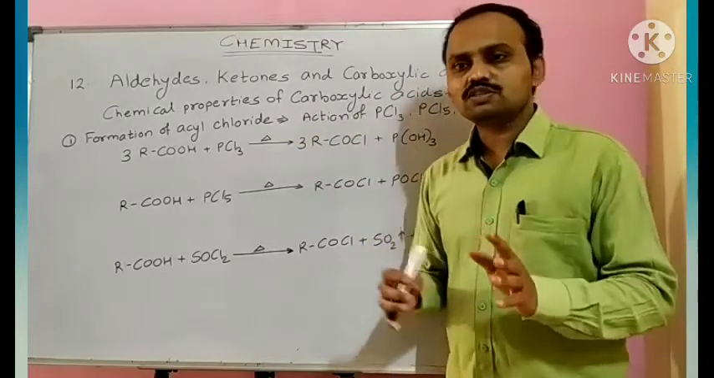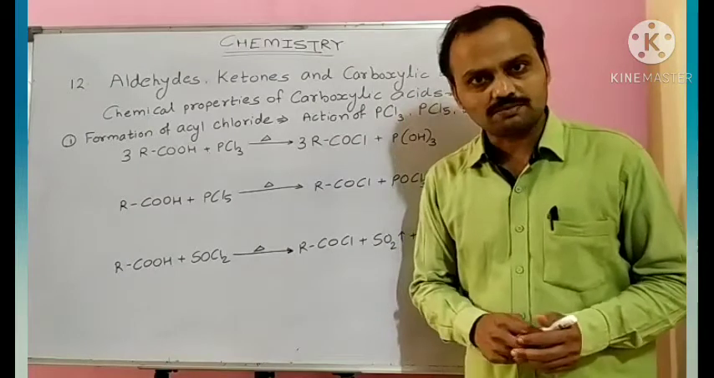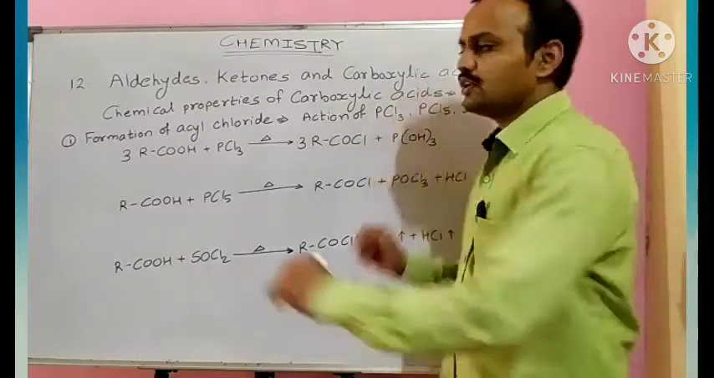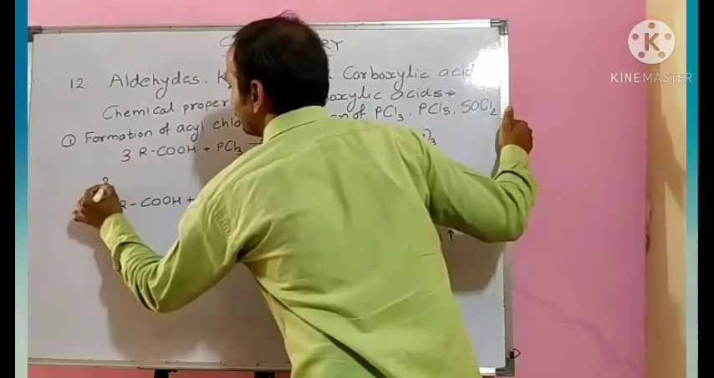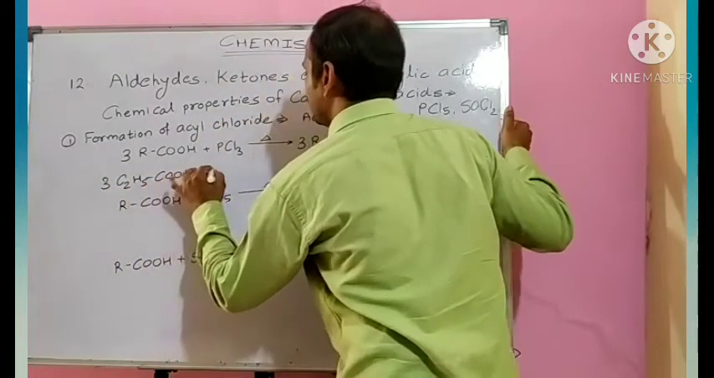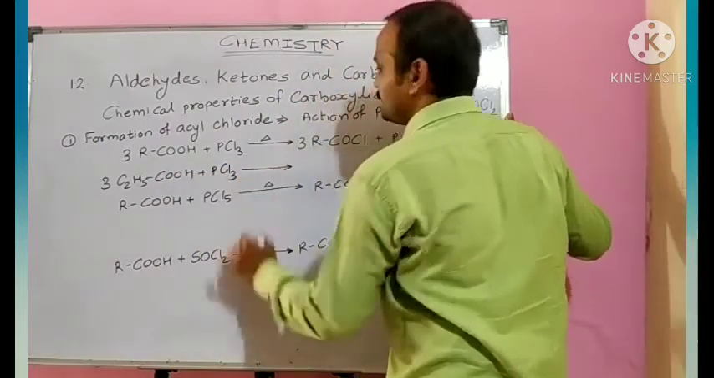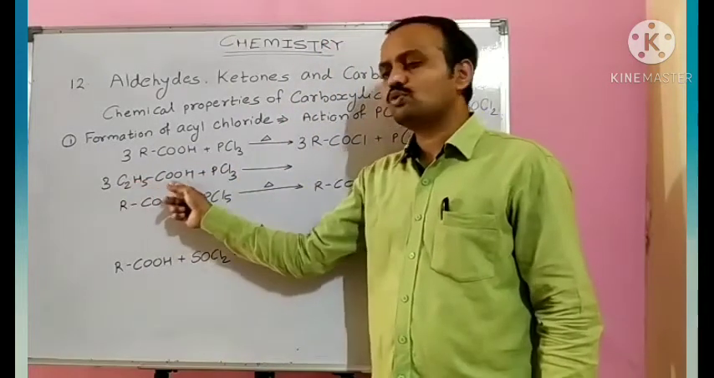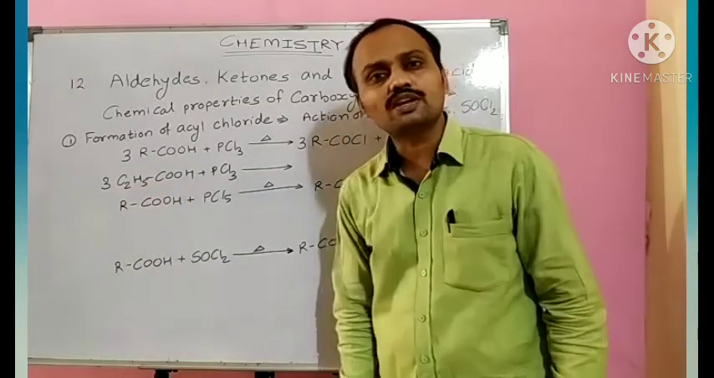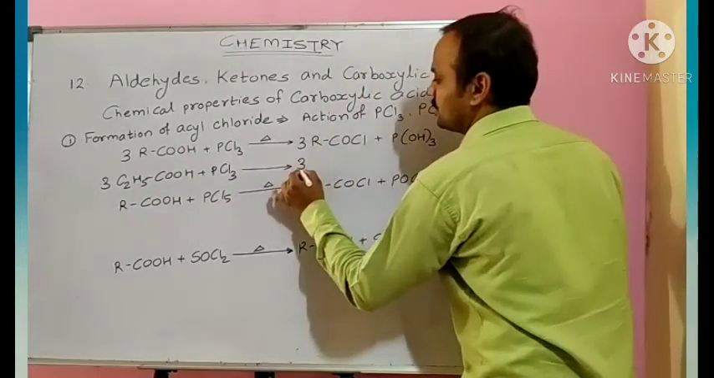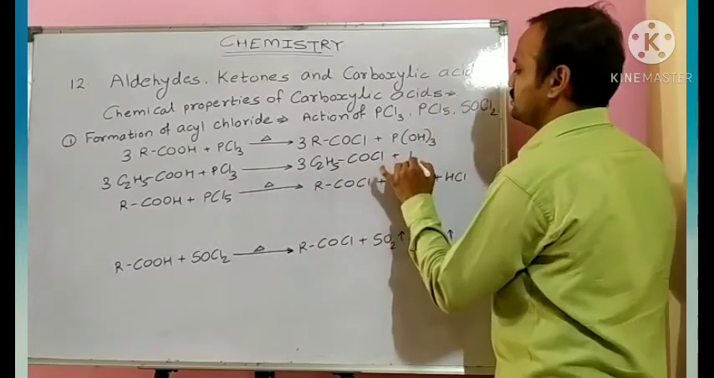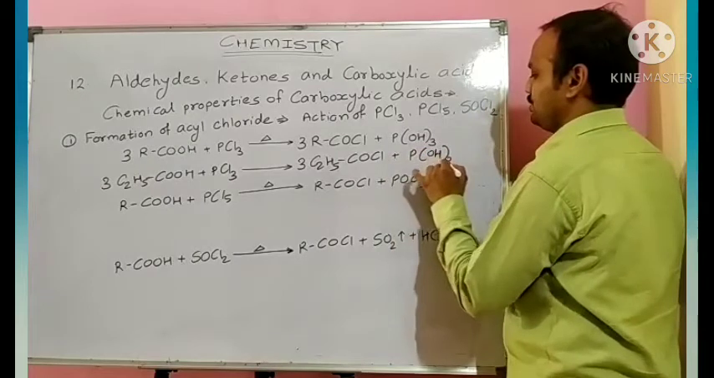Now, many students can easily write the chemical reaction for the same, for example. We just replace this R by C2H5 and our chemical reaction will become 3 molecules of C2H5COOH plus PCl3. What is it? C2H5COOH is a total of 3 carbon atoms, therefore, it is propanoic acid. Product will be 3C2H5COCl plus H3PO3.